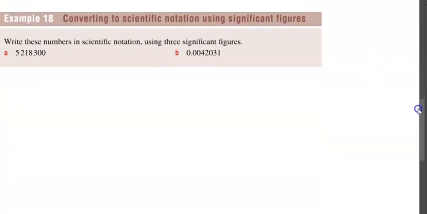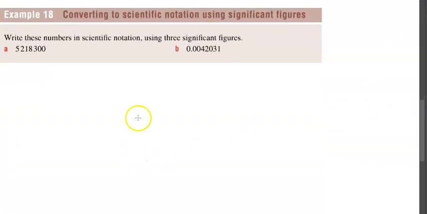Last two examples. Write these numbers in scientific notation. Now, here's a little kicker, using 3 significant figures. So the first thing we need to do, for both of these questions, is we need to convert this number to 3 significant figures first. So here we have 1, 2, 3, 4, 5 significant figures, but I don't necessarily want 5 significant figures, I want 3. So if there are 3, I'm going to write the first 2 significant figures, which is the 5 and the 2.